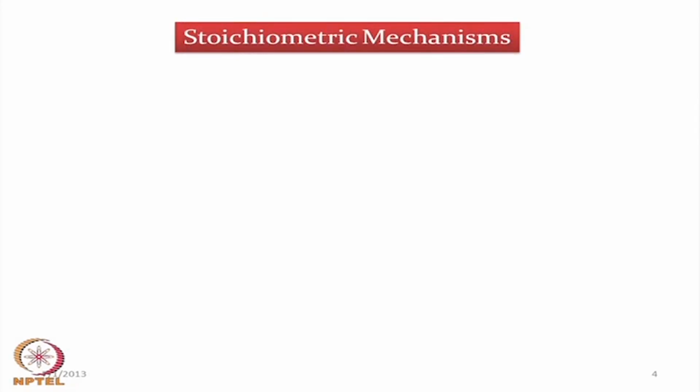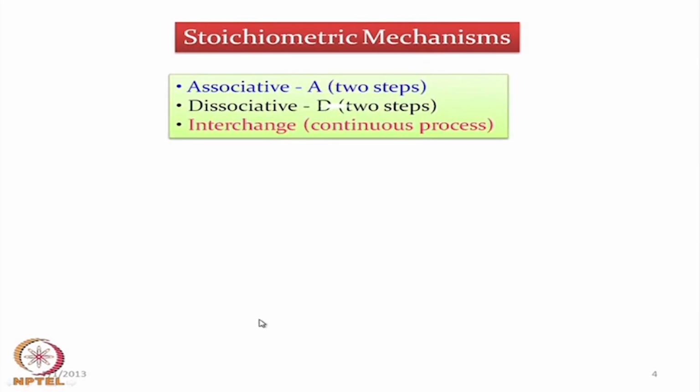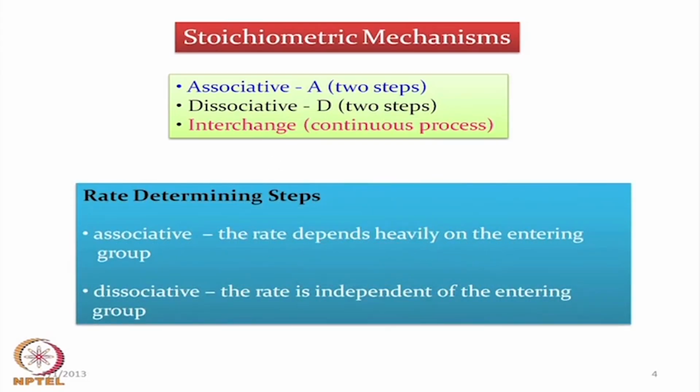So, since we are talking about the stoichiometric reactions and the stoichiometric mechanisms, what we can see is that we have this associative in 2 steps and dissociative in 2 steps, and the interchange which is a continuous process. That means at 2 extremes what we have seen just now, that associative we can consider at one end and dissociative at the other, and in between we have the interchange mechanism.